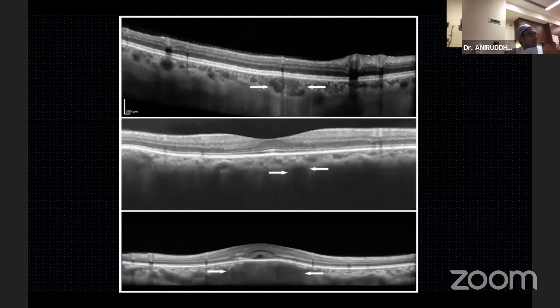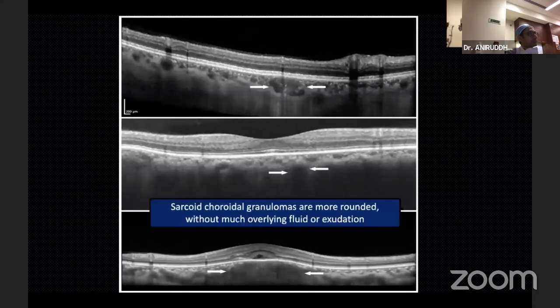This is a patient who has sarcoidosis. Now, the lesions in sarcoidosis are very small choroidal granulomas. And these patients tend to have rounded lesions without much overlying fluid or exudation. This is in contrast to patients with TB that we just saw. And therefore, OCT is very useful in detecting these lesions of choroiditis and distinguishing between the etiologies. Of course, they do not replace the lab evaluation, but it's very useful for us to have OCT imaging in order to aid the diagnosis.